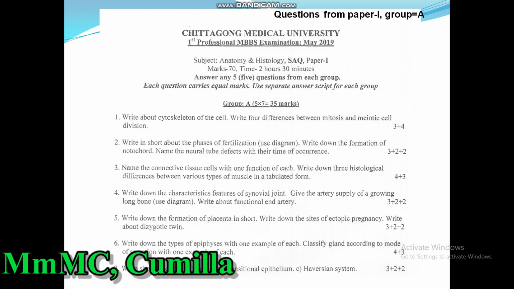Then the formation of the notochord, 3 marks, and you write how the notochord is formed, only that. And the neural tube defects and time of occurrence in relation to that: spina bifida, anencephaly, when it happens and which part of the tube is involved. So write about that in short.